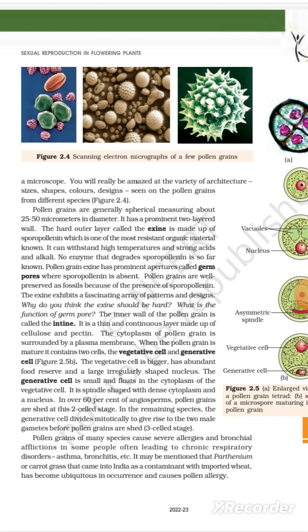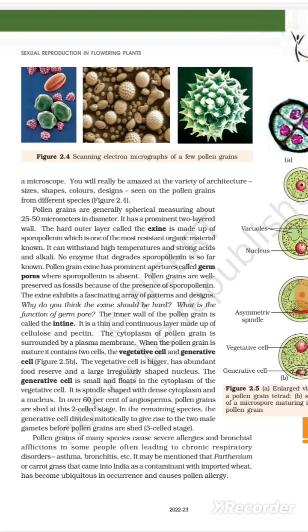The inner wall of the pollen grain is called intine. It is a thin and continuous layer made up of cellulose and pectin. The cytoplasm of the pollen grain is surrounded by a plasma membrane. When the pollen grain is mature, it contains two cells, the vegetative cell and generative cell. Figure 2.5b. The vegetative cell is bigger, has abundant food reserve and a large irregular-shaped nucleus. The generative cell is small, floats in the cytoplasm of the vegetative cell. It is spindle-shaped with dense cytoplasm and a nucleus.